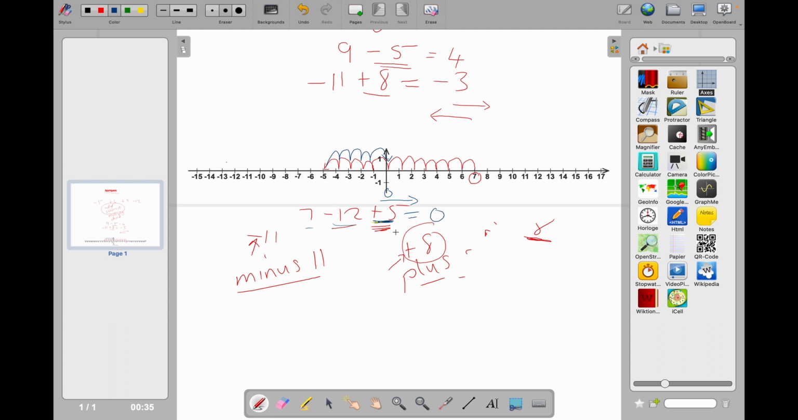So these are operations we can do using the number line. The number line can be used to simplify any direct number. We say they are direct numbers.